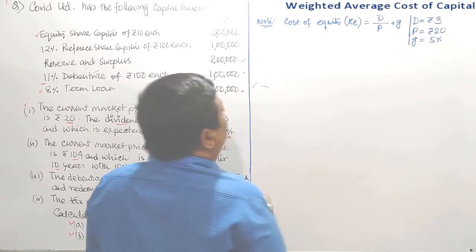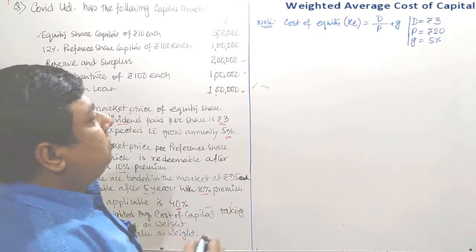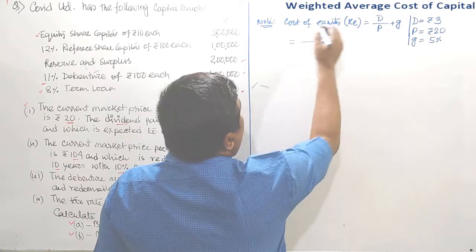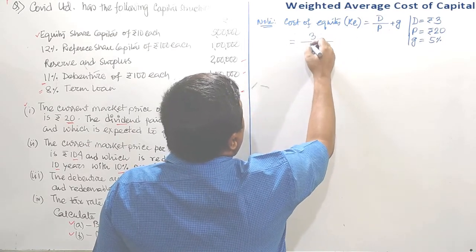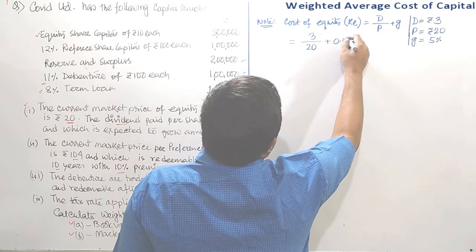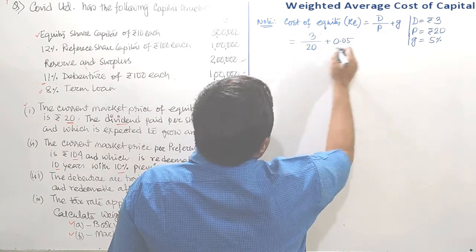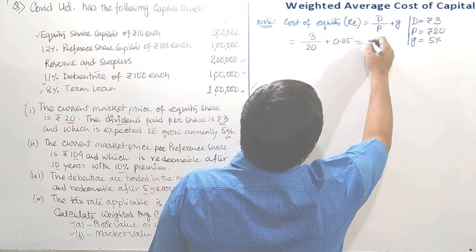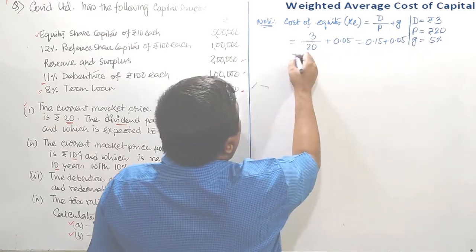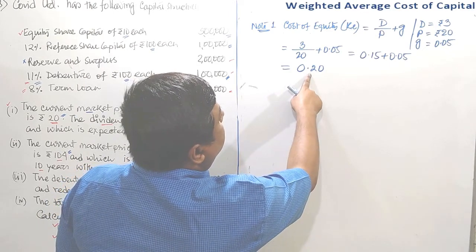Now all such information is available, so we just plug it in and easily count the cost of equity. It is 3 divided by 20 plus 0.05. Then you will get 0.15 plus 0.05, so the cost of equity capital is 0.20.